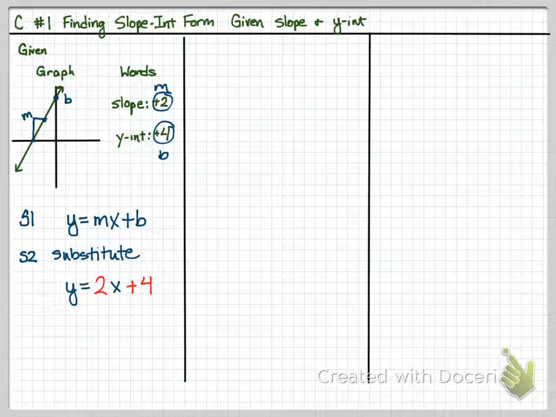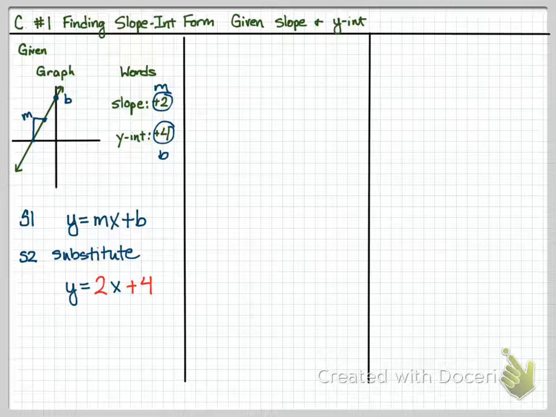So our parameters are going to be 2 for slope and then 4 for the b, or y-intercept. So our equation will be y equals 2x plus 4. So our parameters are 2 and 4, and x and y we'll leave as x and y because, again, there's an infinite number of coordinates that will work with x and y. Okay, so now we've got our equation, y equals 2x plus 4, and that's what we're looking for. We're finding the slope-intercept form given the slope and the y-intercept.